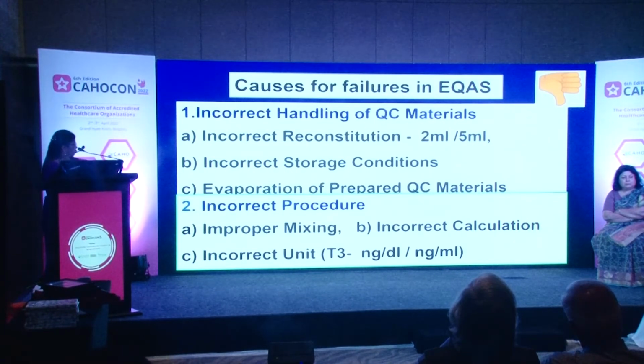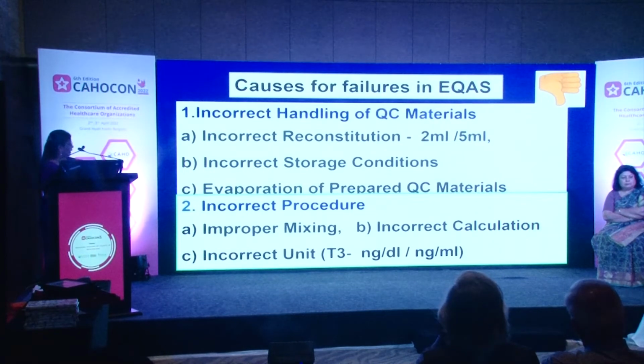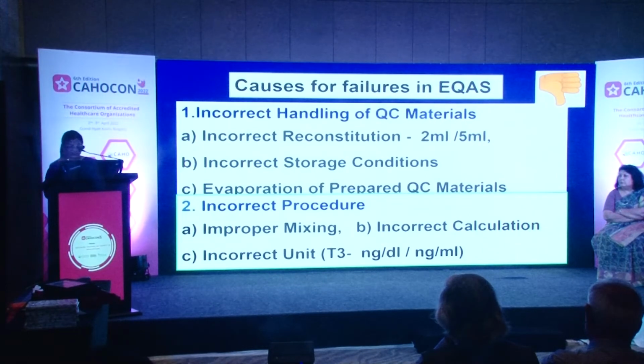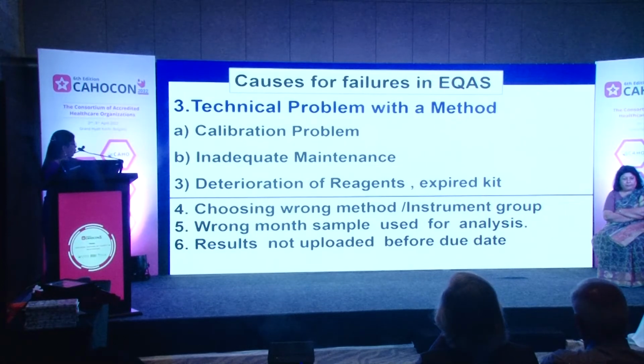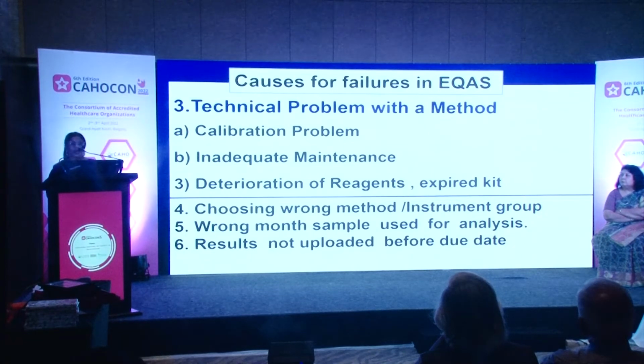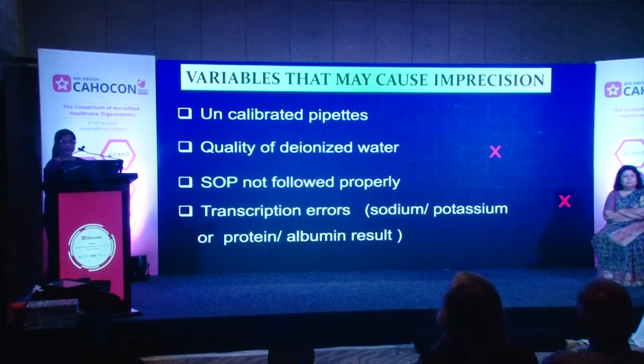reconstitution procedure, storage conditions, evaporation, incorrect procedure with regards to the mixing of the ICA, the calculation, and the unit, a wrong unit which is not corrected. Technical problems could be calibration problem, inadequate maintenance of the machine, deterioration of reagents or expired kit. Moreover, choosing wrong method or the instrument group by the lab, wrong month sample used for analysis, or results not uploaded before due date. So, these are some of the variables that might cause imprecision.